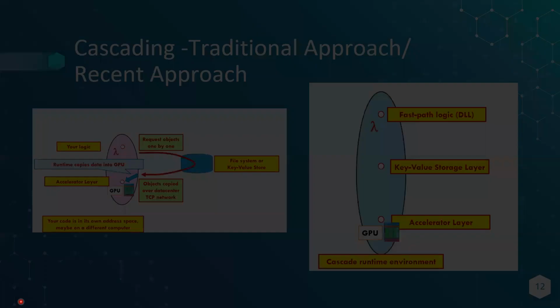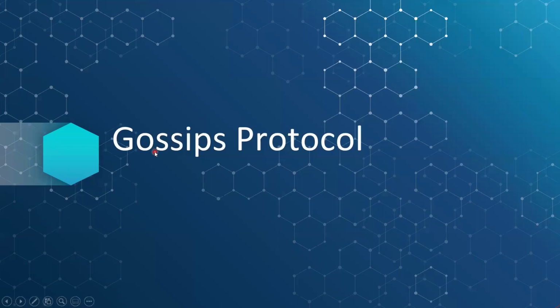So next, we will talk about gossip protocols. What are gossip protocols? Gossip protocol is a communication protocol that allows state sharing in distributed systems. Most modern systems use such a protocol to disseminate information to all the members in a network or cluster.